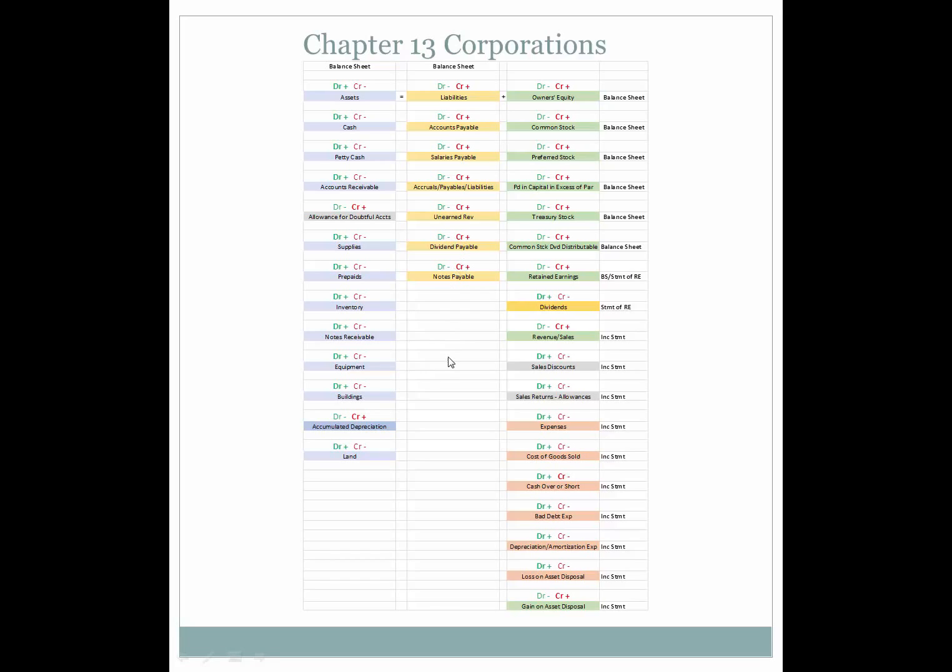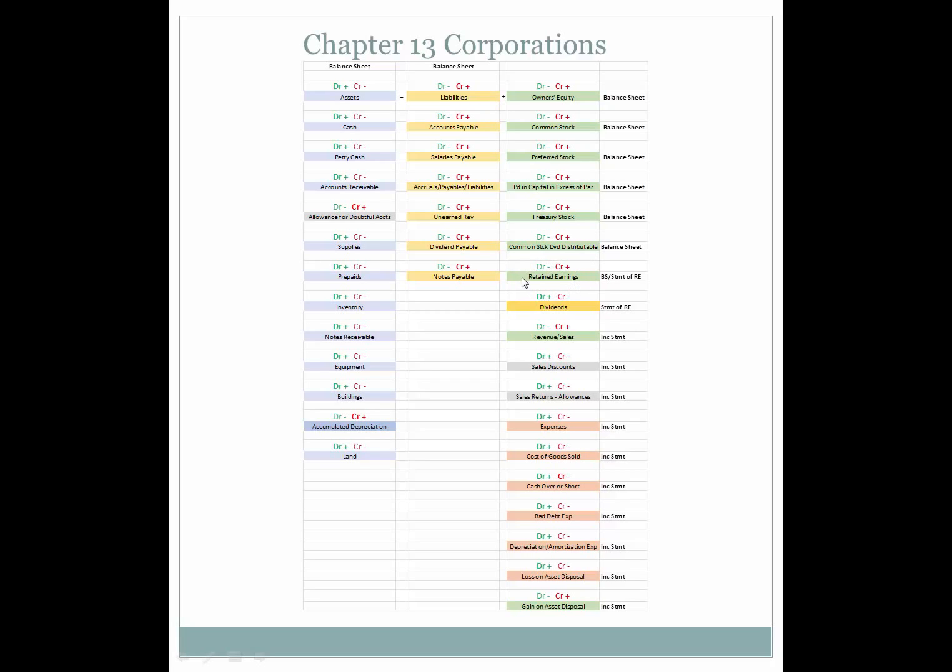Next, we learned about corporations, so we learned about an entirely different type of entity. We learned about common stock, credit-based, preferred stock, credit-based, and paid-in capital in excess of par, credit-based. All of these are increasing owner's equity. We learned about treasury stock. We learned about common stock dividend distributable, which is credit-based.